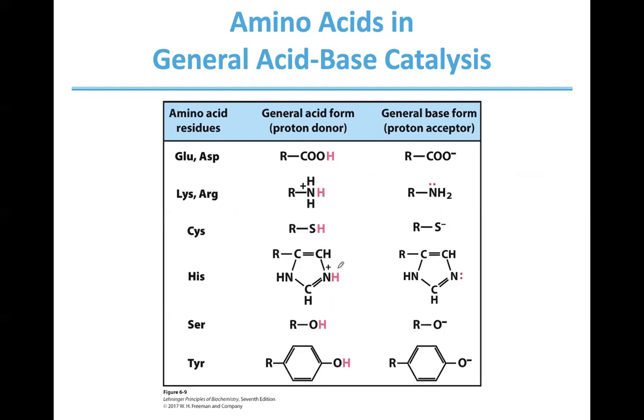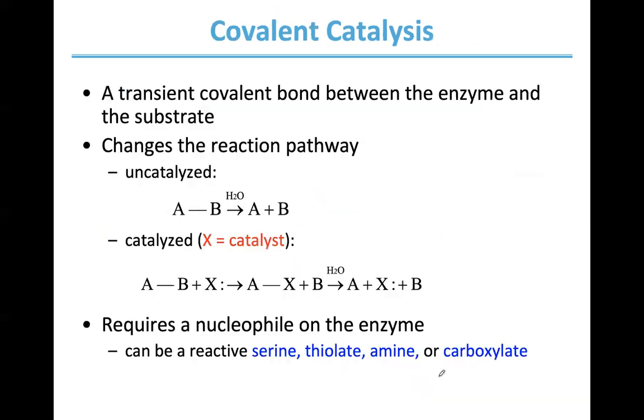Again, in this acid form, it will protonate. In the base form, it will deprotonate. Alcohol of the serine, and tyrosine. So all of these can participate in the acid-base chemistry at the active site of the enzymes, right? So that's one way the enzymes will accelerate the reactions, by protonation and deprotonation required in the mechanism.